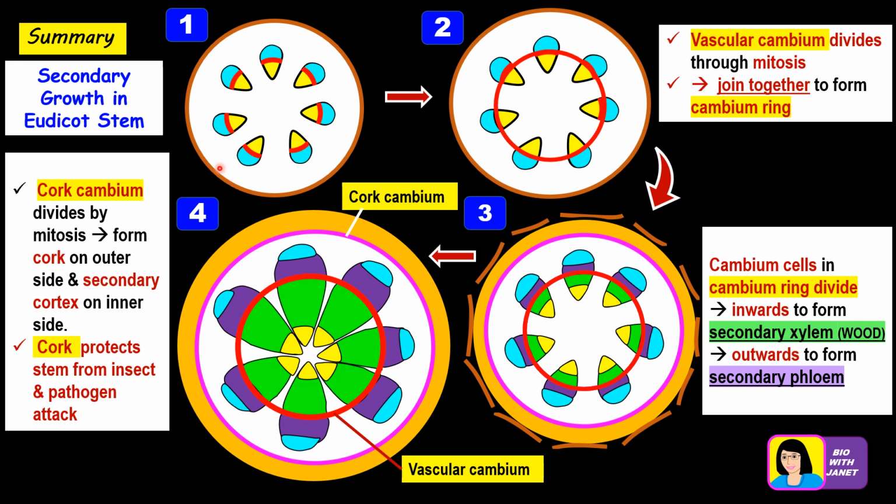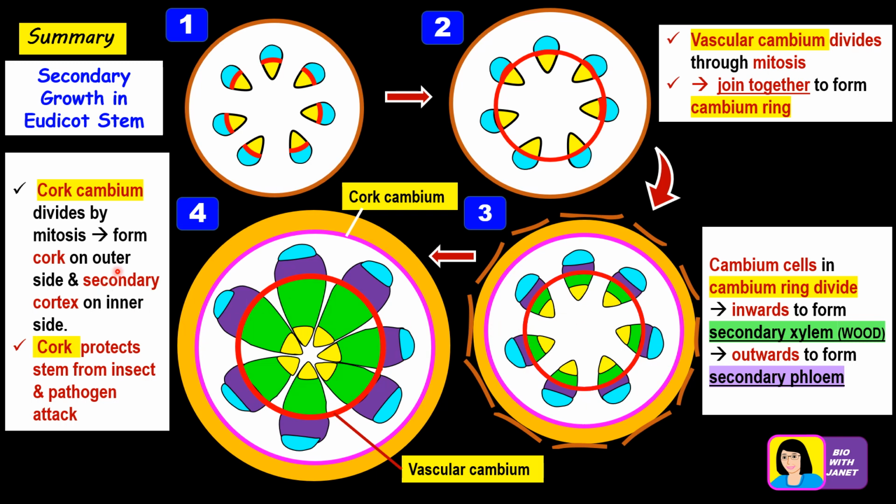Okay, so here's the summary of the secondary growth in eudicot stem. So we can see the increase in the diameter of the stem as secondary tissues are produced here, right? So basically the first event that occurs is that the vascular cambium divides through mitosis and joins together to form the cambium ring, a complete cambium ring. And then after that, the cambium cells in the cambium ring will divide inwards to form the secondary xylem, the green layer, and outwards to form the secondary phloem.